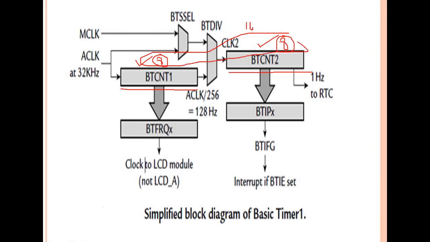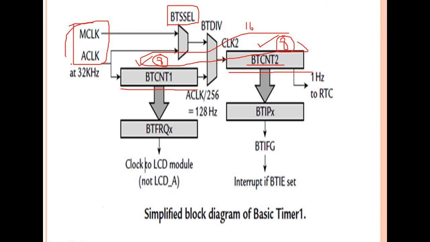See here, the basic timer is constantly incremented. Here I am saying about basic timer counter 2. Here the counter is constantly incremented by the A clock or M clock. That is, you can select any one of the A clock or M clock from the clock source for counter 2. It is done with the help of the basic timer clock source selection bits. With the help of these bits, you can select any one of the clock sources, M clock or A clock.